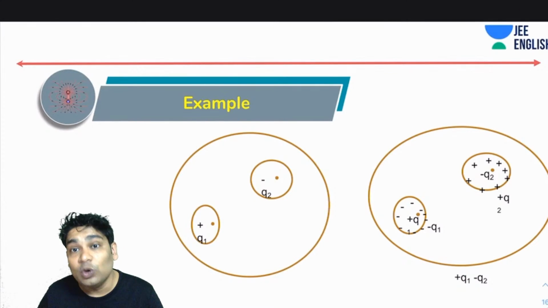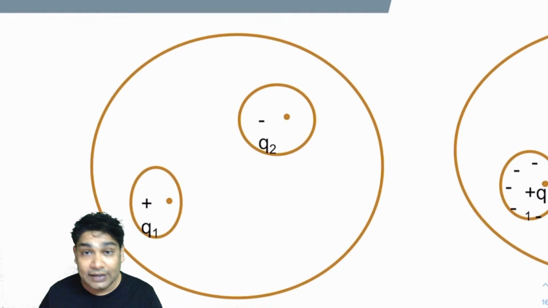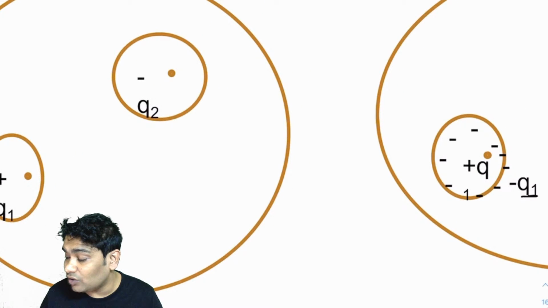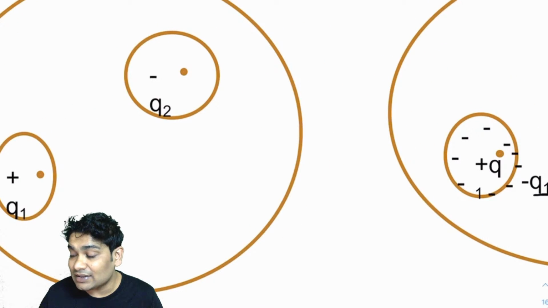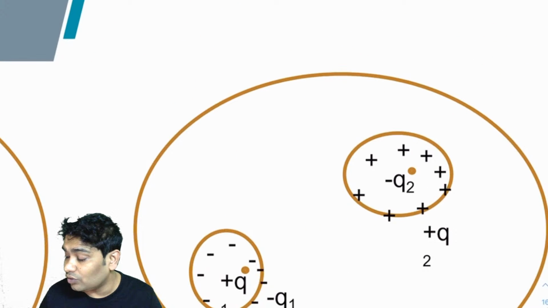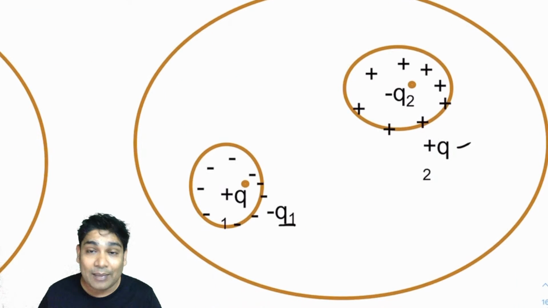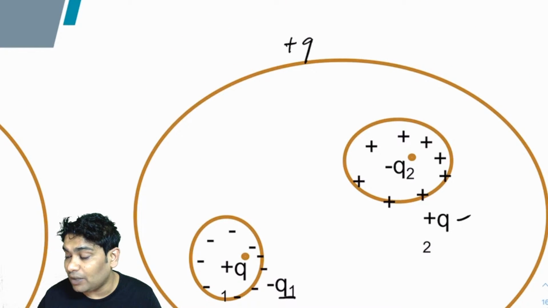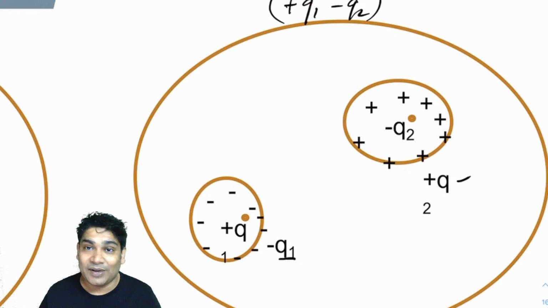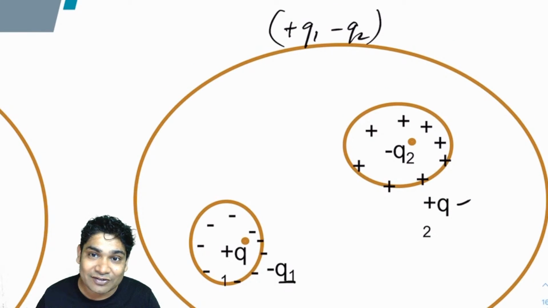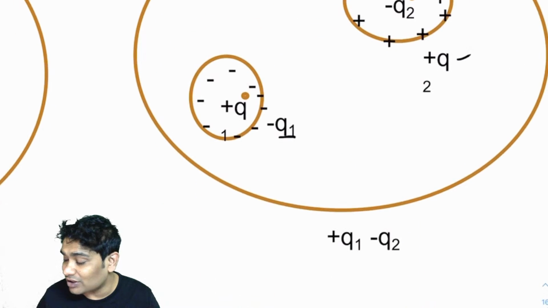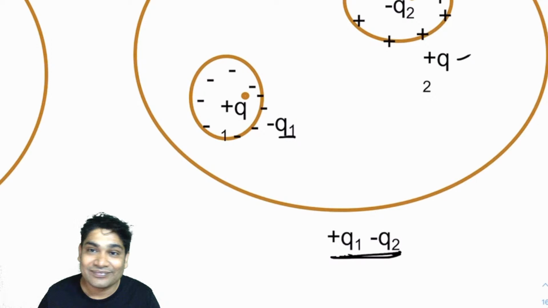What happens if there were two cavities and initially the conductor was neutral? Inside the walls of this cavity, minus Q1 will appear. Inside this one, since this was minus Q2, a plus Q2 will appear. Now what happens outside? Since the conductor was electrically neutral, the outer surface will get plus Q1 minus Q2 amount of charge. The reason I didn't draw it is that I didn't know whether it will be positive or negative. So this charge would get distributed on the outer surface.